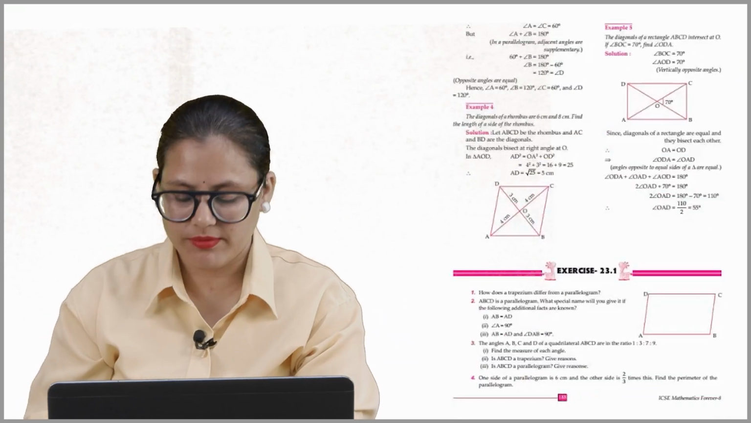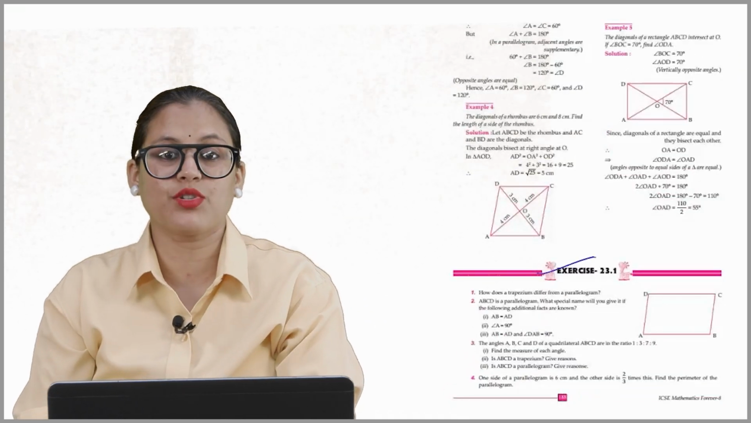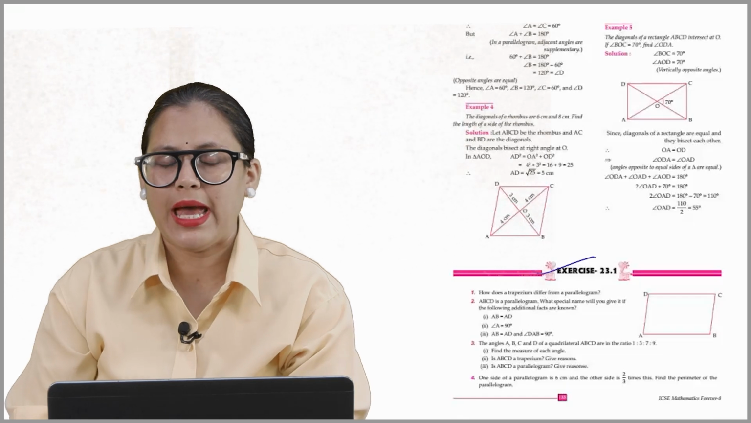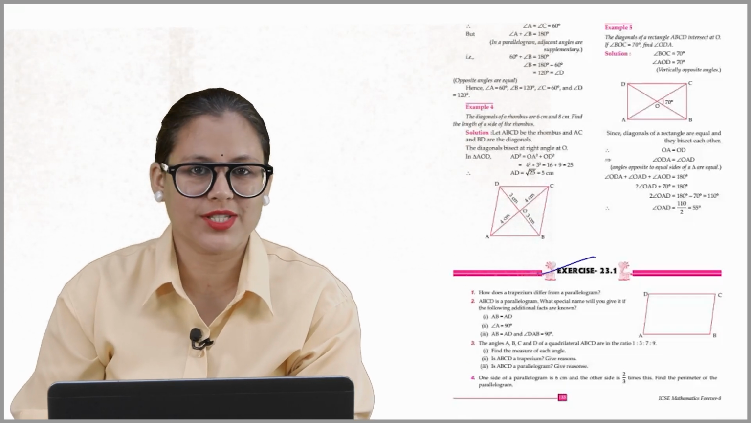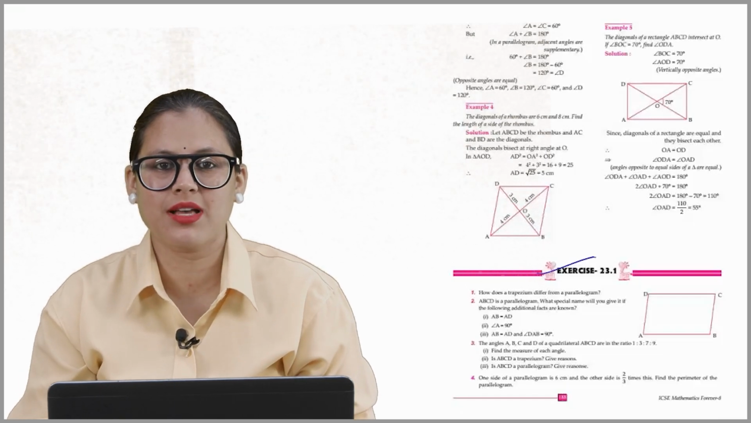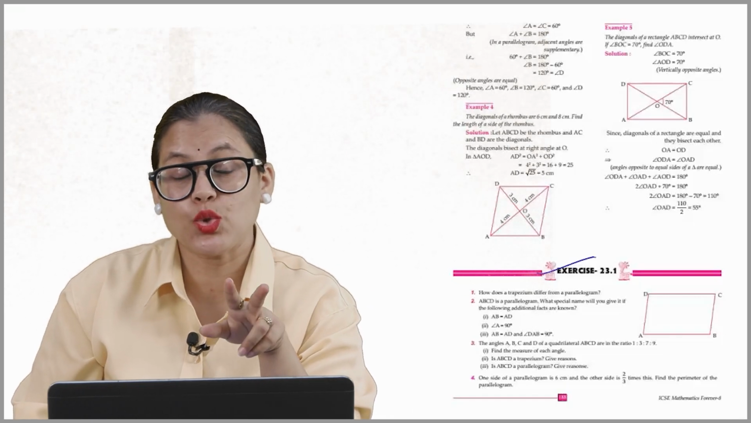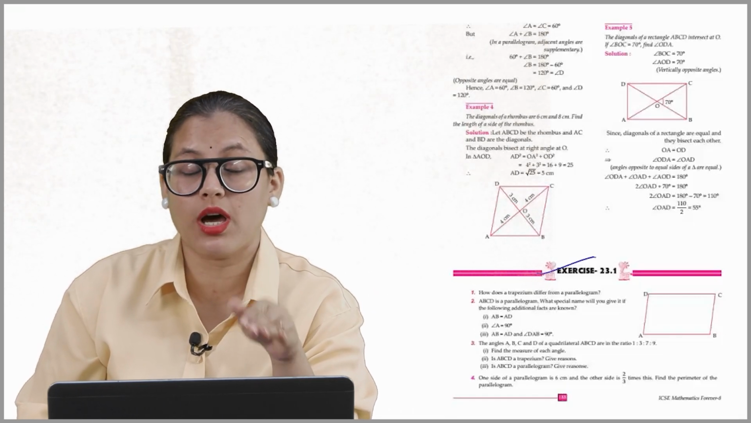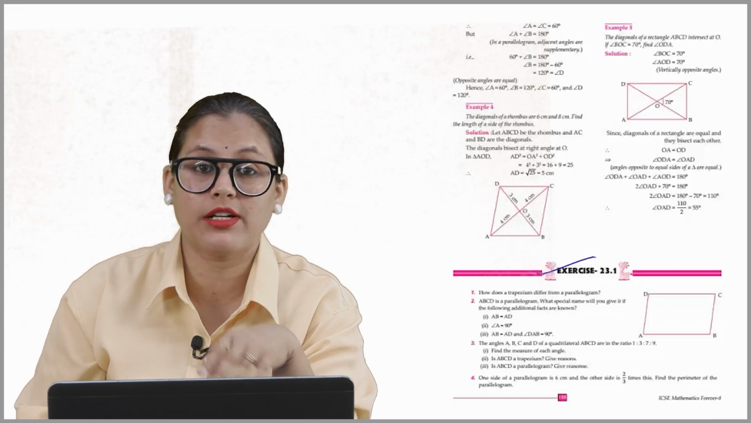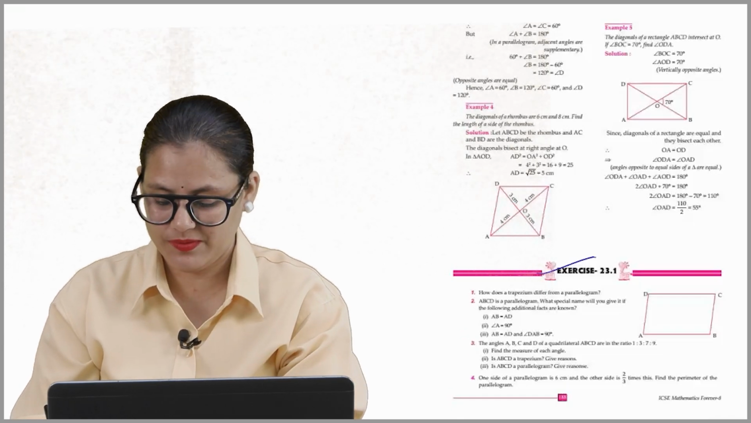Exercise 23.1. Number 1. How does a trapezium differ from a parallelogram? I am sure you all know the answer to this question. Actually, a trapezium has only one pair of parallel sides, whereas a parallelogram has two pairs of opposite sides which are parallel to each other. Right?